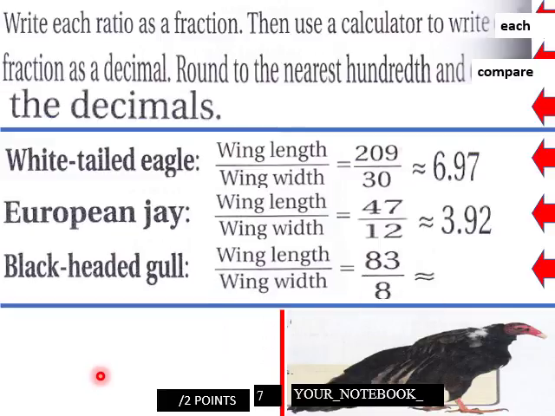And then for the black-headed gull, we get a different number altogether, 10.38. So it's wing length to wing width, black-headed gull. Seems like your big flyers, your long flyers, have a larger ratio of wing length to wing width. The jays, they're just kind of local. They're not migratory.